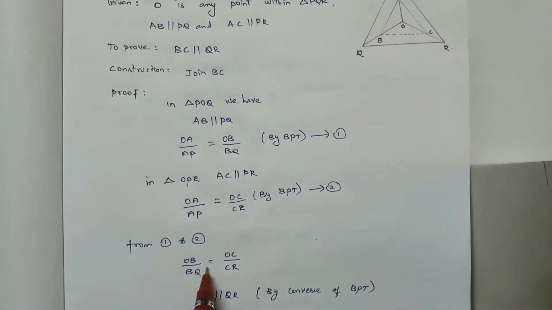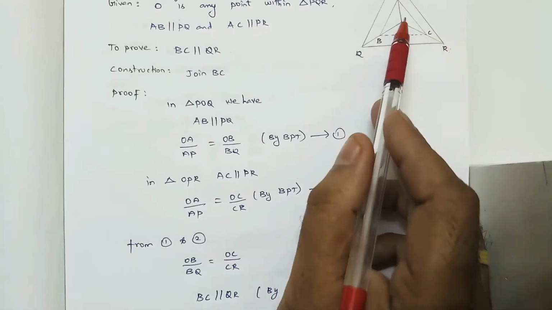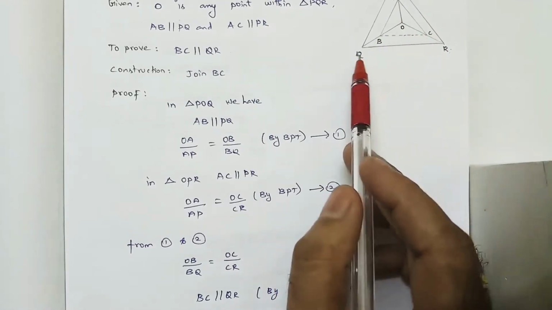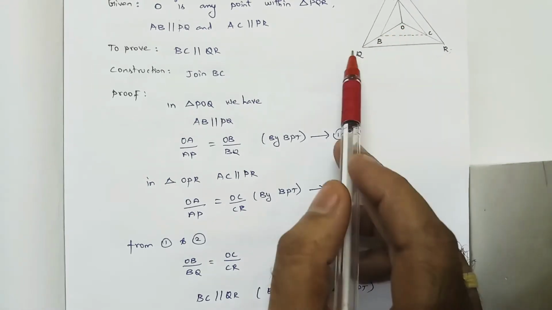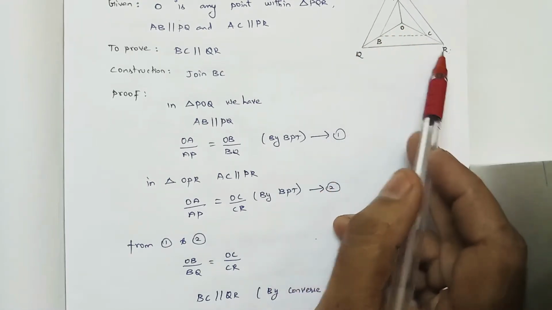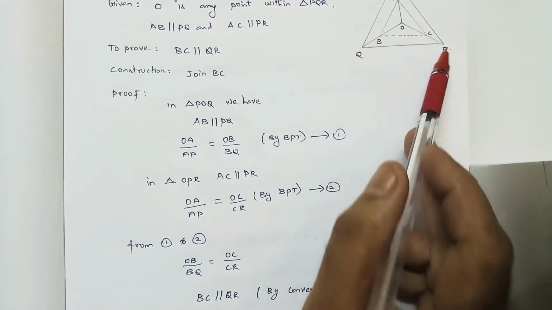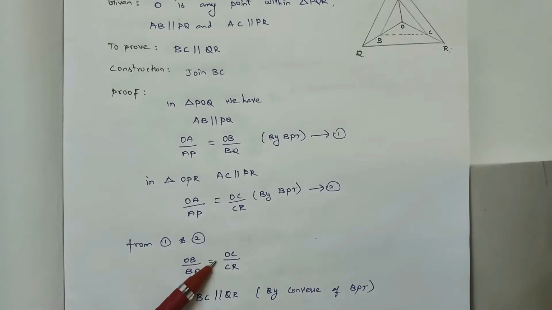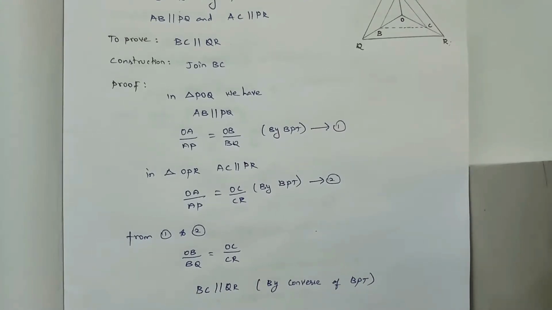When the ratios are equal, in triangle QOR, BC is parallel to QR, then we can say that OB by BQ is equal to OC by CR. So OB by BQ is equal to OC by CR means that, therefore, BC is parallel to QR by converse of BPT.